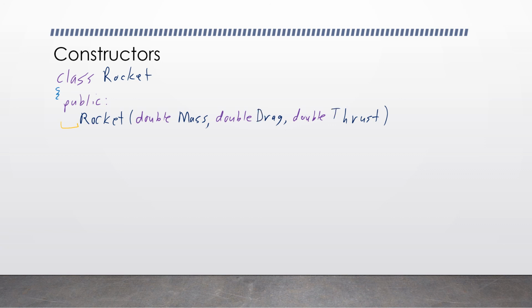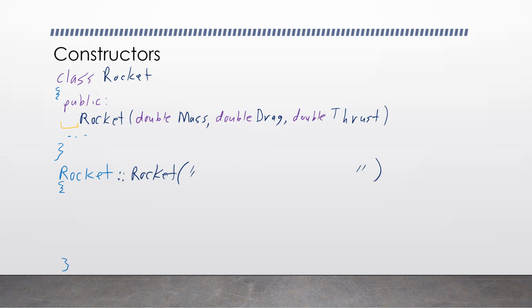You could also make it mass 1, drag 1, thrust 1, or drag in, thrust in. There are various ways you can do this. Okay, now we continue on creating the rest of our class here. And then later in our program, we're going to define the method Rocket, with all of these double mass, double drag, double thrust that we put in there before.